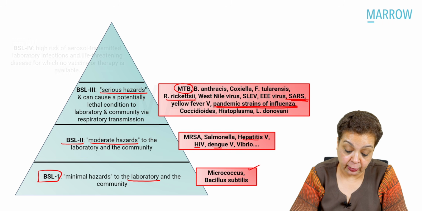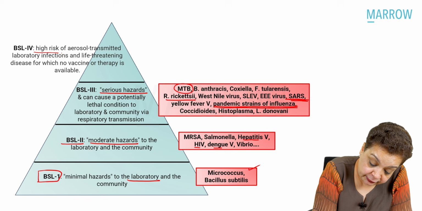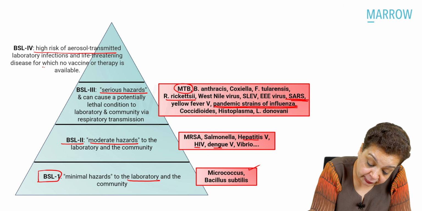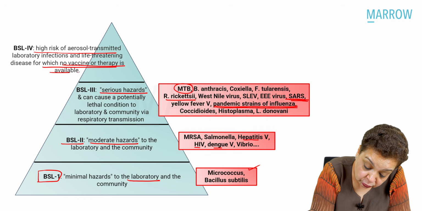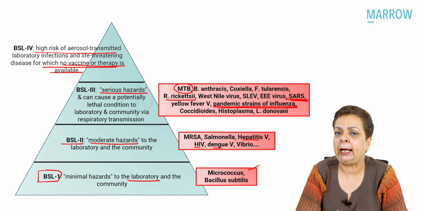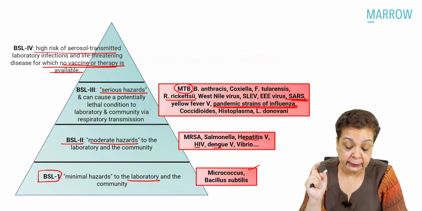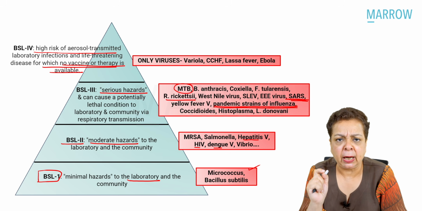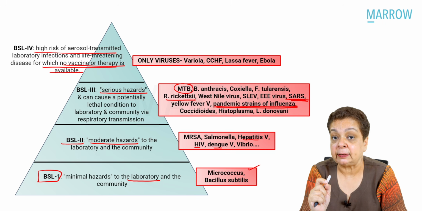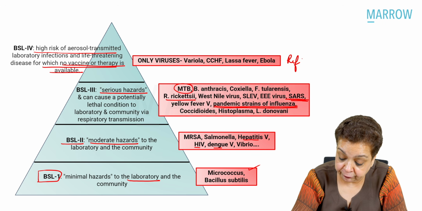Okay. And finally, in BSL-4, these have high risk of aerosol transmission, and therefore there is no vaccine or therapy that is available. So they are categorized as BSL-4. And remember, we have only viruses in BSL-4. These include Ebola, Marburg, variola virus, Crimean Congo hemorrhagic fever virus, or Rift Valley fever virus. Okay.